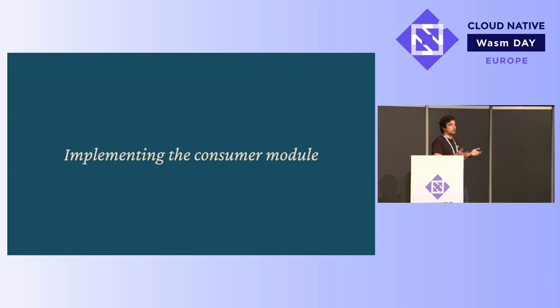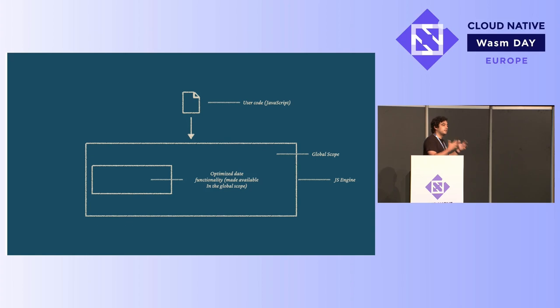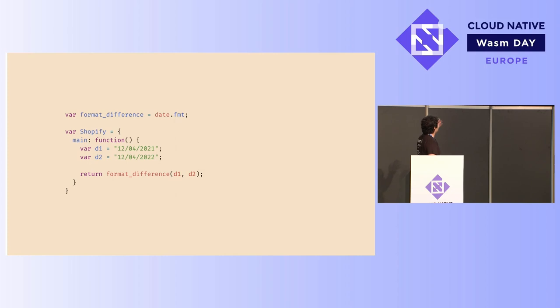For us to implement the consumer module in JavaScript, we need to create bindings for our JavaScript runtime. In this case, I'm using QuickJS. So the idea is that I'm going to let the JavaScript runtime, QuickJS, know that at some point in the future, this functionality is going to be present. And the usage is going to be like this. I'm going to have, in the global, access to an object called date and to a key called format that is going to represent a function.